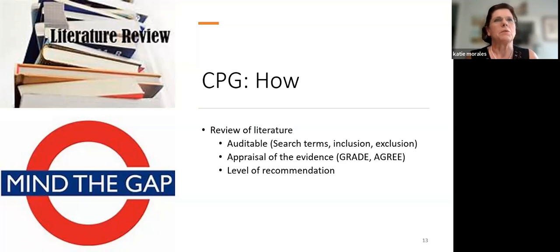And I always give this example. If we were to search heart disease in America, and I have a student do it when I say it, you'll get so many returns immediately. But if we look for heart disease among goat herders in Zimbabwe, we get way less return. So that's our gap. We've never looked at this population. So with the CPG, since there is a review of secondary literature by the panel of experts, we want to make sure that their literature review is auditable.